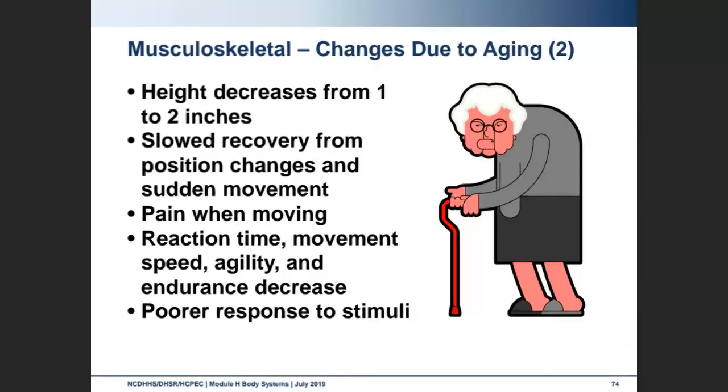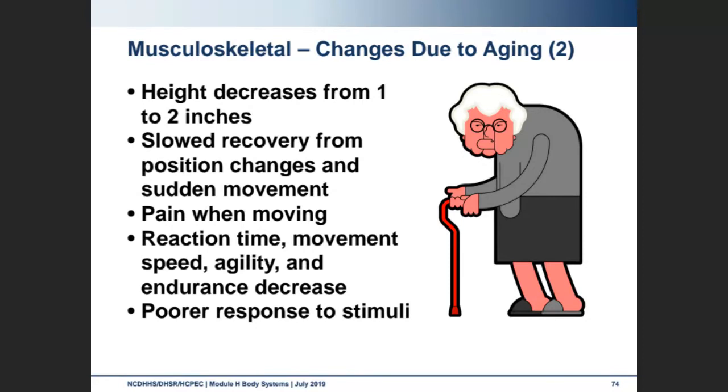We also tend to see a height decrease of about 1 to 2 inches between the ages of 20 and 70. As we age, we have slower recovery from position changes and sudden movement. Sometimes we'll have some pain or discomfort with movement. And as we age, our reaction time, our movement speed, our agility, and endurance decrease. We also have poorer response to stimuli.